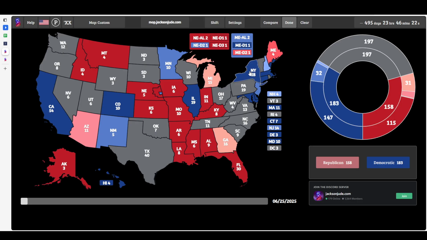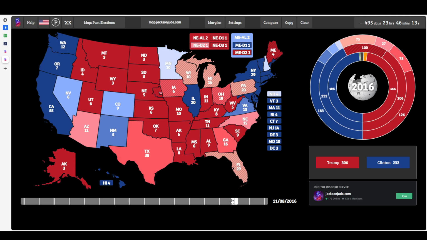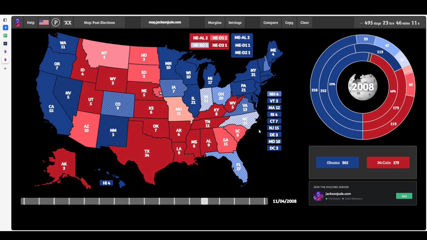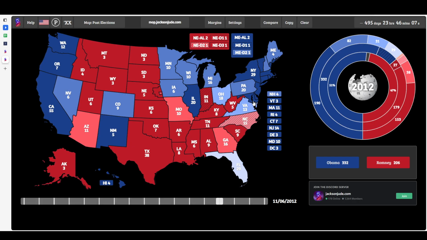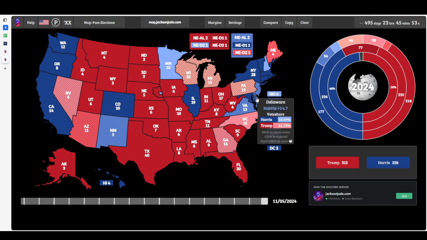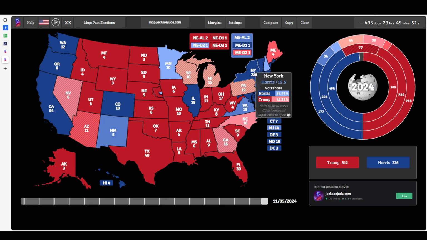not necessarily considerably close by any means, but there's definitely bluer states out there. It's now less blue than Delaware, which is interesting considering that Obama won Delaware by 18.5, he won New York by 28. This time around, 14.7, 12.6.